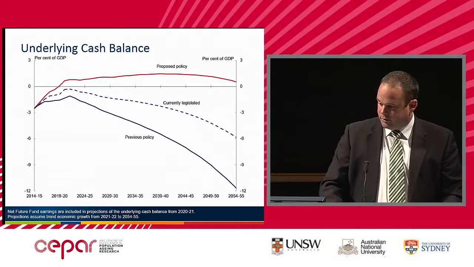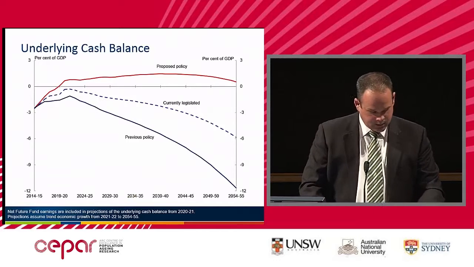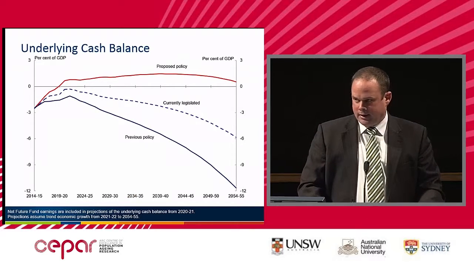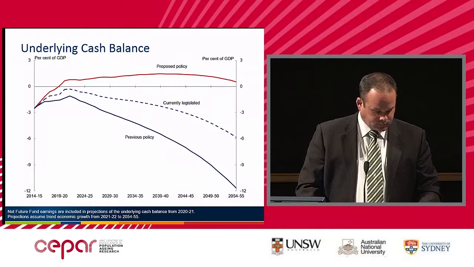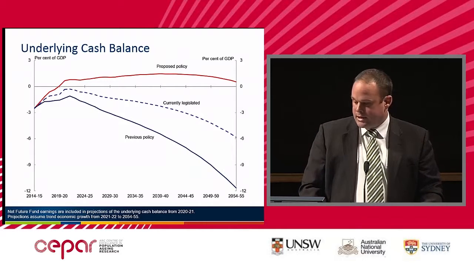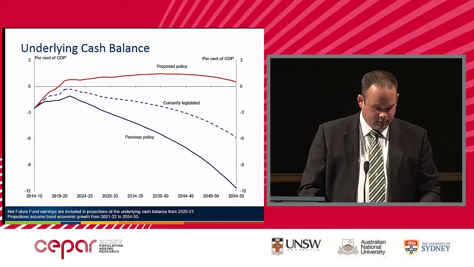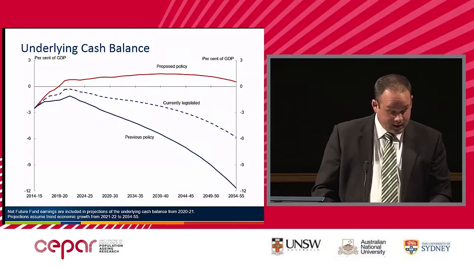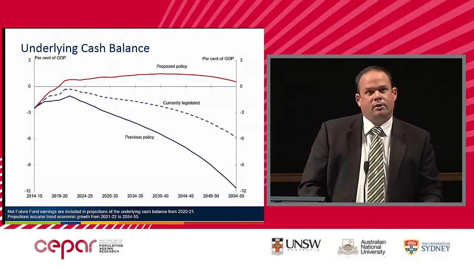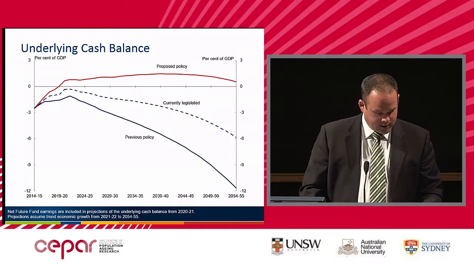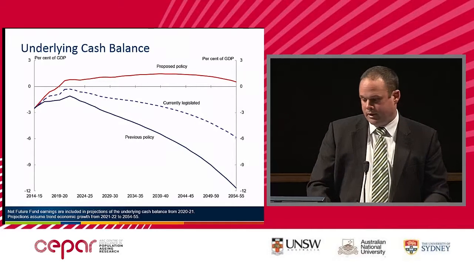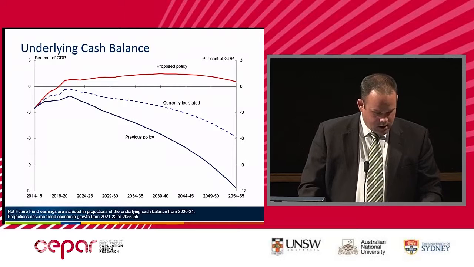Now back to the key results of the 2015 IGR. I'll just focus on the underlying cash balance in the interest of time. So the measures contained in the 2014-15 budget were projected to see the budget return to surplus around the end of this decade, and then for there to be surpluses of around 1% of GDP over the projection period. And that's consistent with the government's fiscal strategy.